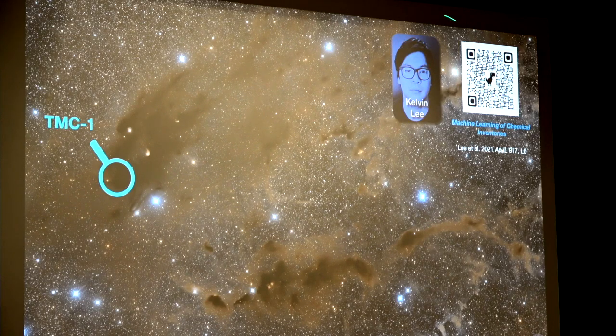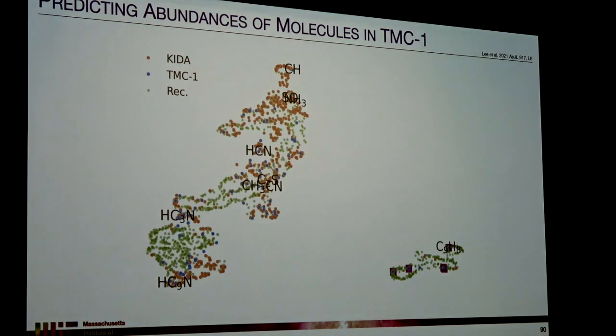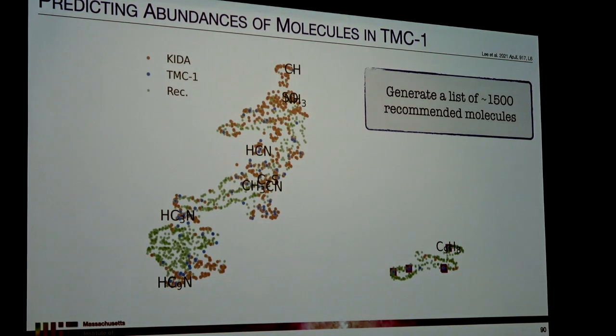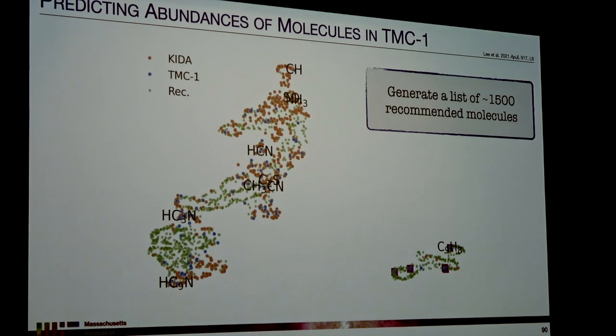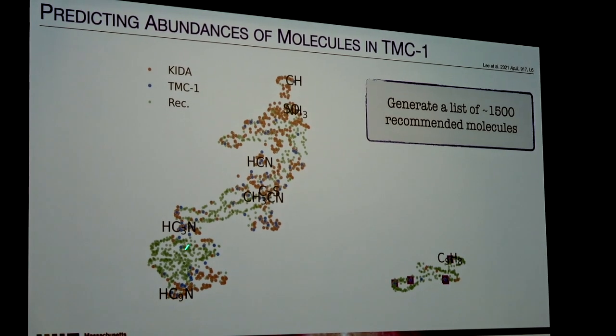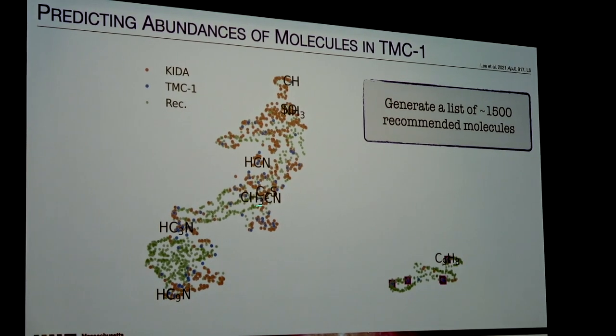So what Kelvin wanted to do back in 2021 is say, can we learn something about the inventory of molecules here and their abundances, right, using Word2Vec? So we need to train on a corpus of molecules relevant to TMC1. He came up with a list of 1,500 molecules that he recommended might be good candidates for TMC1. Those are in the green here, and you can see in this representation of vector space, they fall right along all of the other molecules seen in TMC1 and in KETA, right?